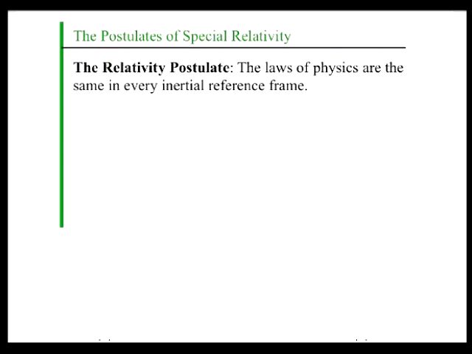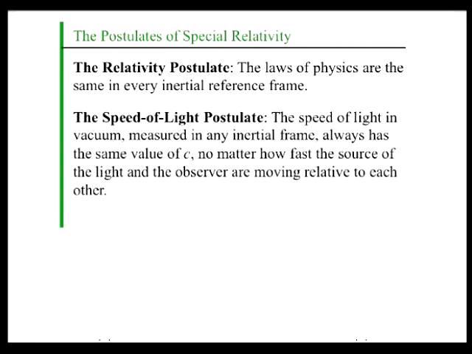The postulates of relativity are the following. The relativity postulate states that the laws of physics are the same in every inertial reference frame. The speed of light postulate states that the speed of light in a vacuum, measured in any inertial frame of reference, always has the same value of c, no matter how fast the source of the light and the observer are moving relative to each other. These postulates will now be used to examine the relativity of time and length.